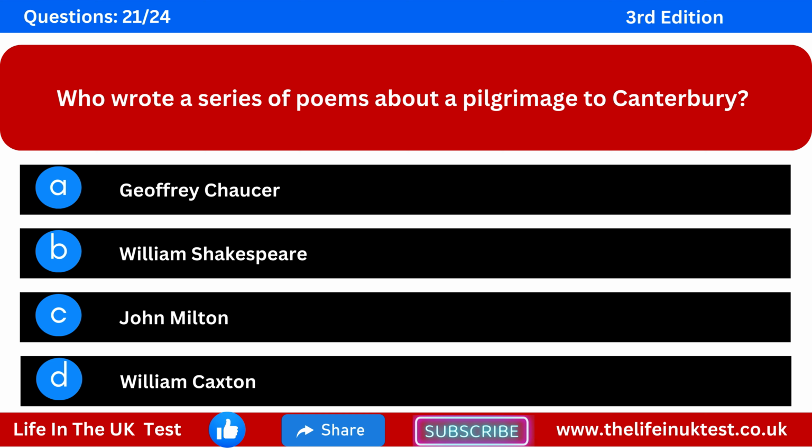Who wrote a series of poems about a pilgrimage to Canterbury? Option A, Geoffrey Chaucer. Option B, William Shakespeare. Option C, John Milton. Option D, William Caxton.